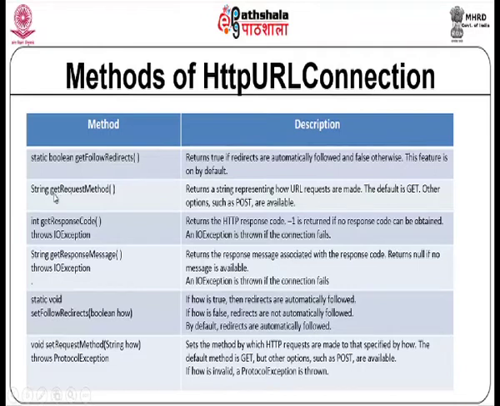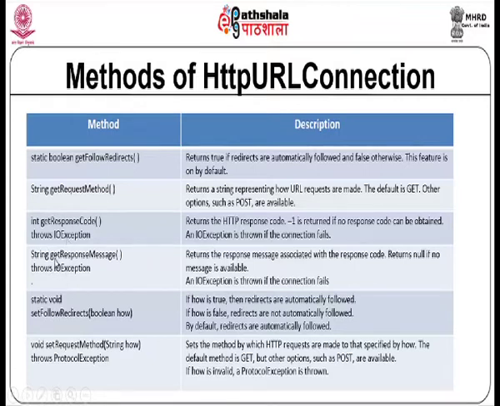Then there is a method called getRequestMethod. This returns a string that represents the type of the request that has been made to the URL. The default is a GET method, or it can be a POST method. And there is a method called getResponseCode. This returns the HTTP response code, that is, -1 is returned if no response code can be obtained. It also throws an IOException if the connection fails.